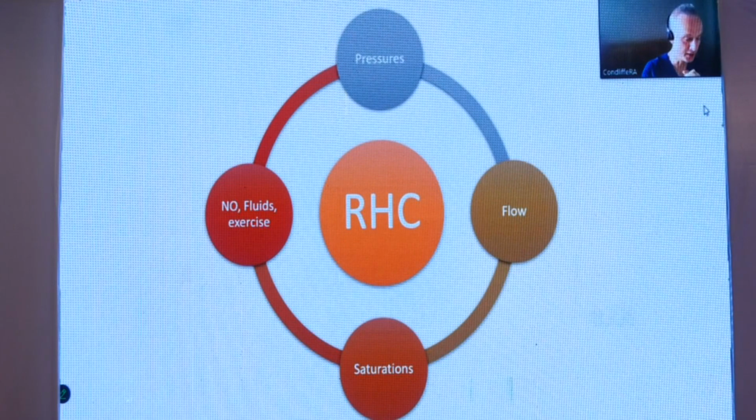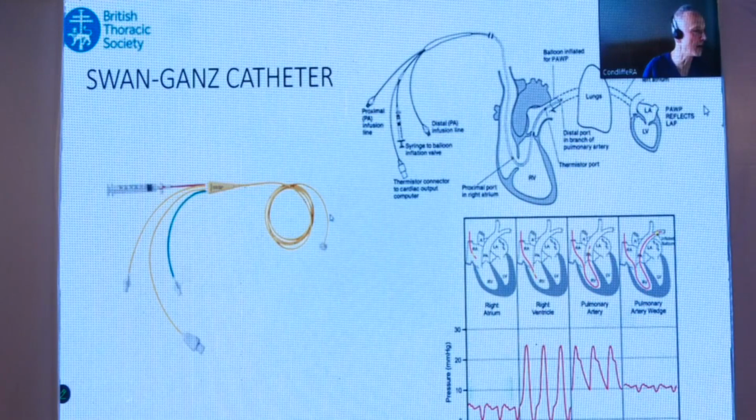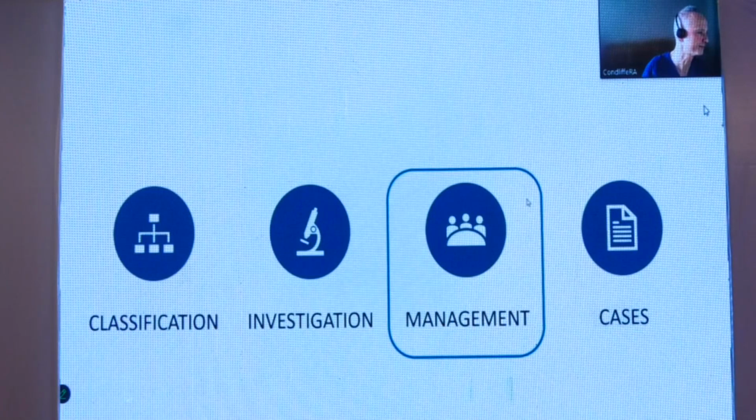However, as I've said before, you can often come up with a diagnosis based on the CT. This is a small catheter which is floated through the right heart. There is a balloon at the tip which flows through and wedges here and gives you the estimate of the left atrial pressure. So what about management of pulmonary hypertension?